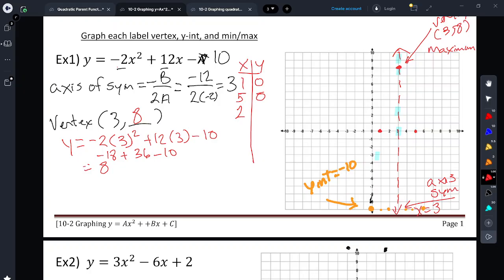All right, let's do 2. 2 squared times negative 2. Negative 8 plus 24. 16 minus 10. 6. 2, 6 on the graph. All right, 2, 6 is here. Reflect it, which would be 4, 6, right? Yes. All right, and that's enough to graph it.